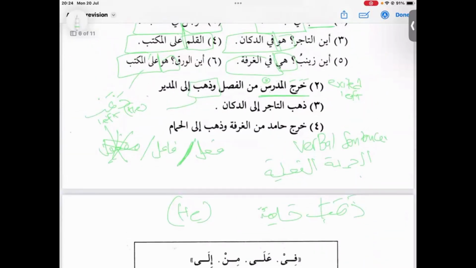Another example, ذهب means he left. ذهب التاجر. The tajir left. The tajir is the fa'il. Another example. خرج حامد. Hamid left. وذهب, and he went.